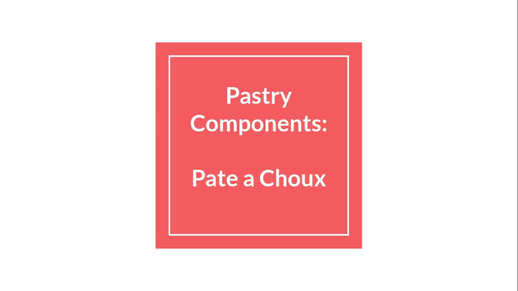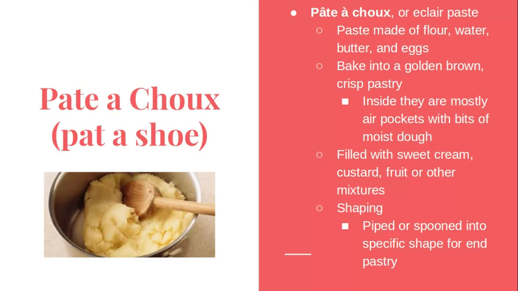So, we are going to focus on pate choux dough this week. It's one of my favorite doughs to work with, and it makes a lot of great end products. So, what is pate choux dough? Well, pate choux, it's a paste made from flour, water, butter, and eggs. And you can see in the picture there, it looks kind of like fluffy Play Doh almost. It bakes into a very golden brown, crisp pastry.